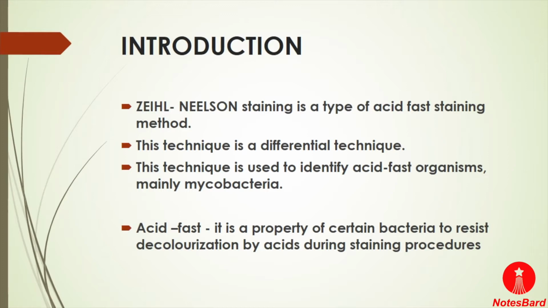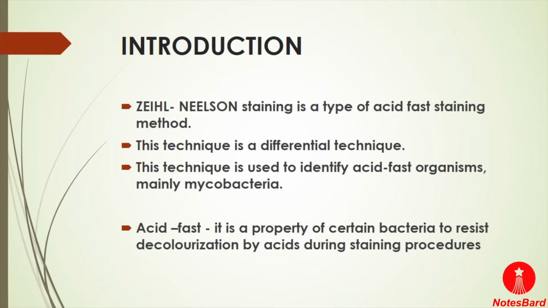So basically acid fastness is considered a physical property of certain bacteria, or sometimes of certain eukaryotic cells also, and in this condition these bacterium have the ability to resist decolorization by acids during the staining procedures. So we know what staining is. Basically, staining is the method or technique which is used to enhance the contrast in the samples. Different types of microorganisms like fungi and bacteria are identified or seen under the microscope with the help of different types of staining methods.